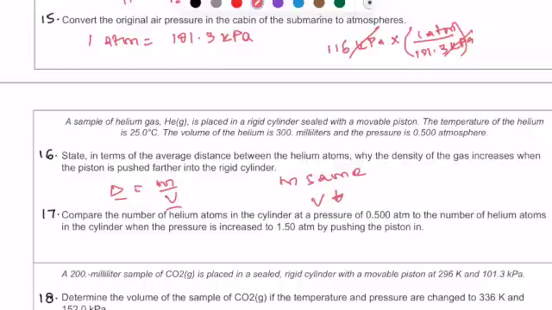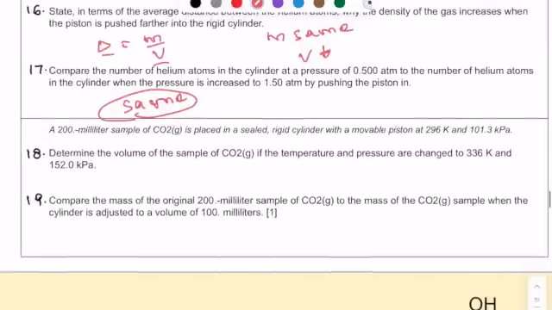Compare the number of helium atoms in the cylinder at a pressure of 0.5 atmosphere to the number of helium atoms in the cylinder when the pressure is increased to 1.5 atmosphere by pushing the piston. So in this case, we are comparing the number of atoms with the pressure. So here's the thing. We are only changing the pressure, but we are not adding or removing any helium atoms. So to answer this question, you actually don't have to do any math because it's the same number of atoms, as long as you're not removing any atoms or adding any.